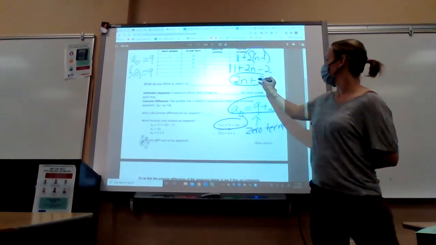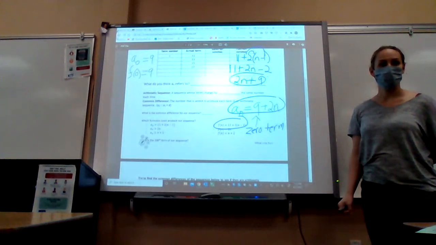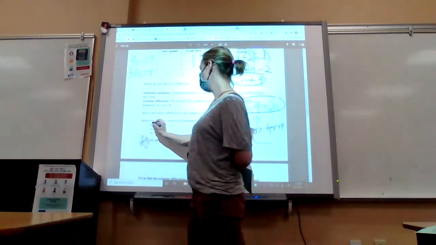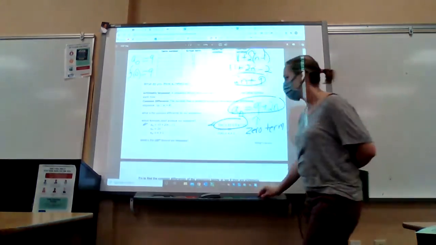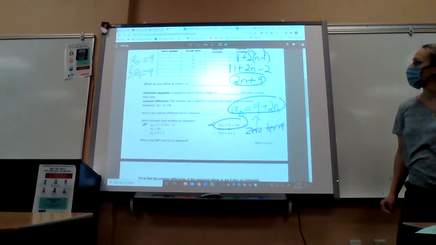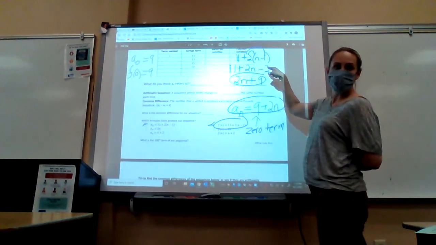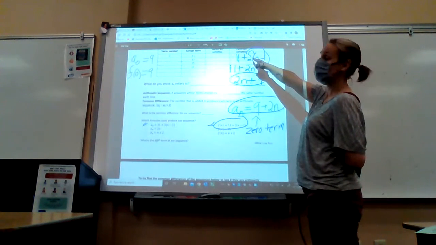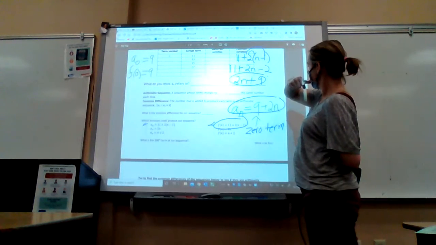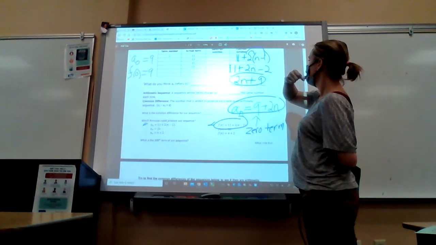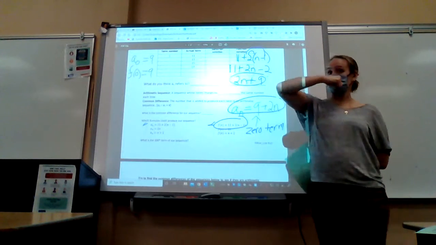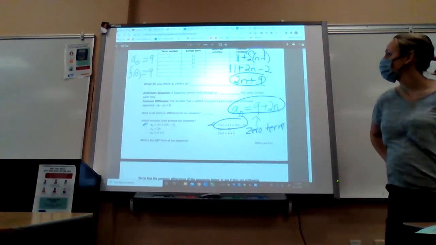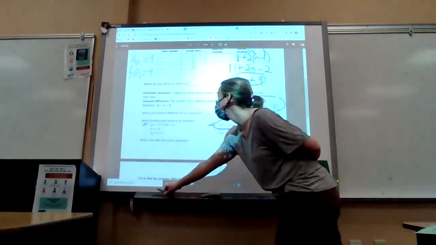It's the same thing. How do you get 11 plus 2n minus 2 to turn into 2n plus 9? Because I distributed here. If you put 4 in for n, you get 8, and then that would get you 17. You keep the 2n in the middle, and then you take 2 from the 11.